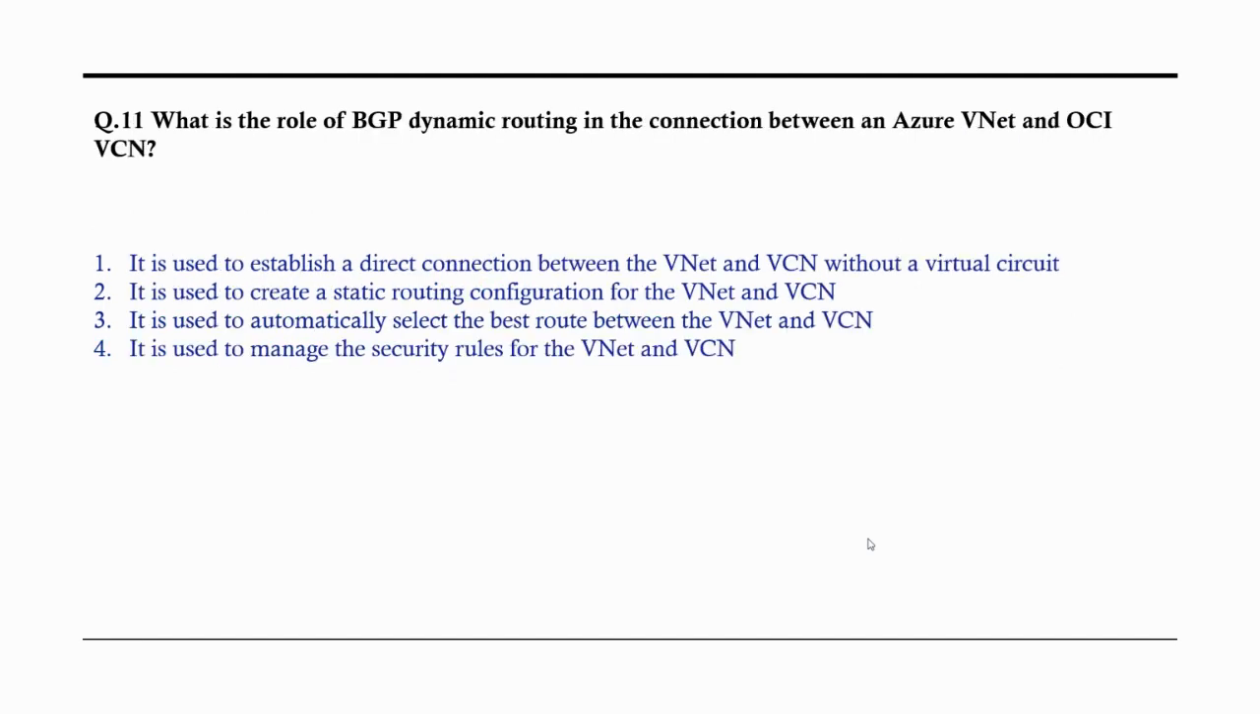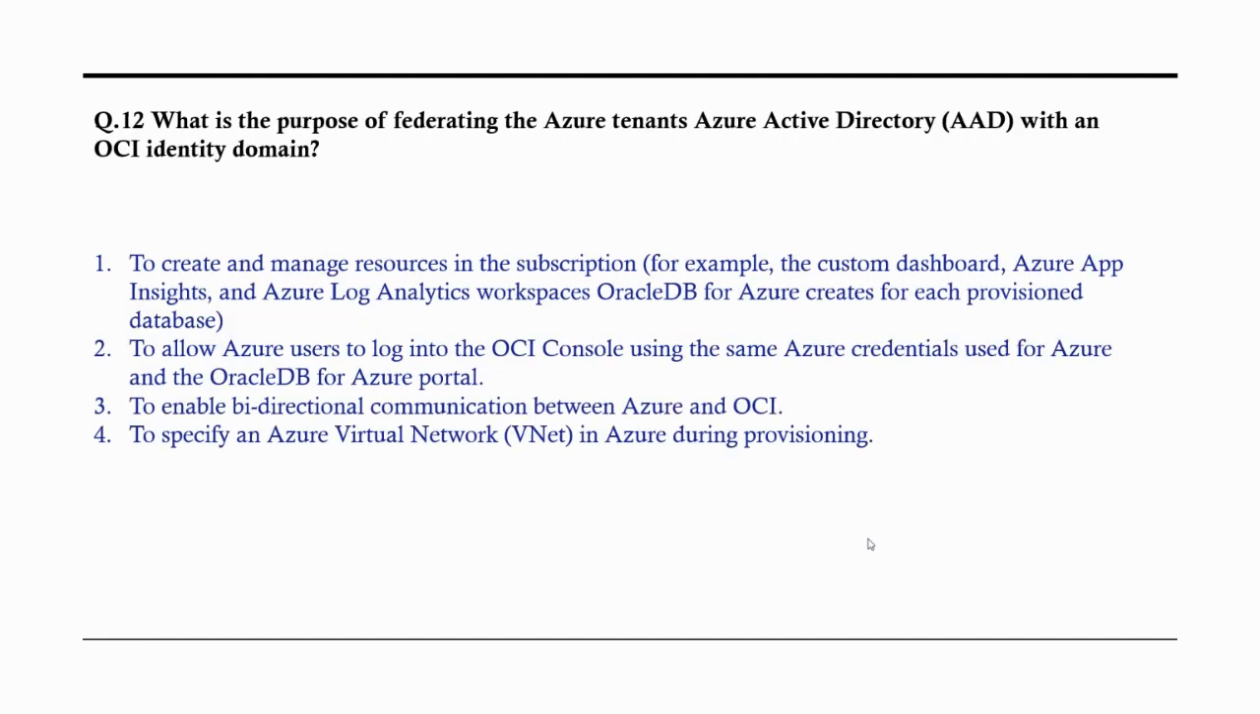Question 11. What is the role of BGP dynamic routing in the connection between the Azure VNet and OCI VCN? So BGP is a very well-known routing protocol through which you can select the best route. Hence, the correct answer is answer 3. It is used to automatically select the best route between the VNet and VCN.